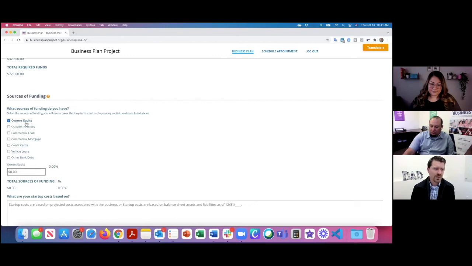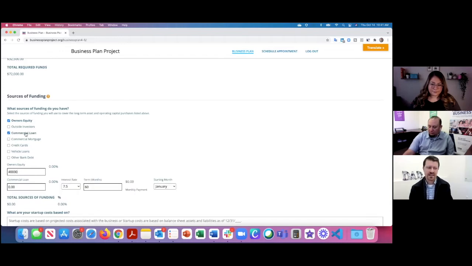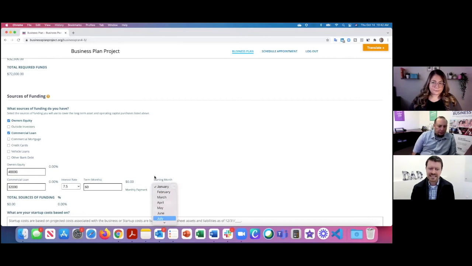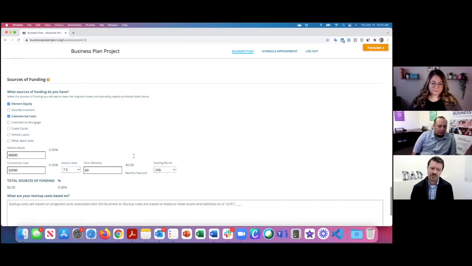But I'm going to say we're going to come in with some money. Let's say $40,000, because again, we saved our money up. We're coming into the game with something. And for the sake of this example, the difference for the total required funds that we're going to go get is, I don't know, a $32,000 commercial loan at 7.5% interest over 5 years. And again, that's going to start ideally when we start the business in July.